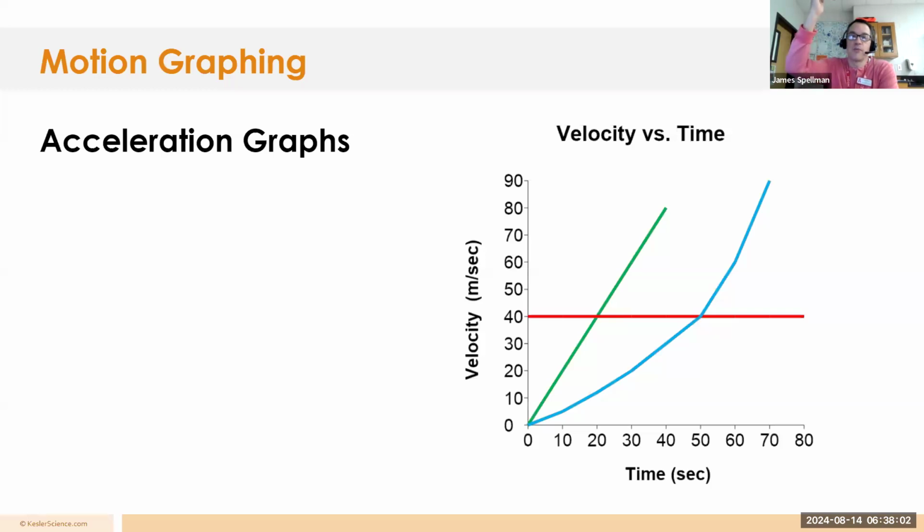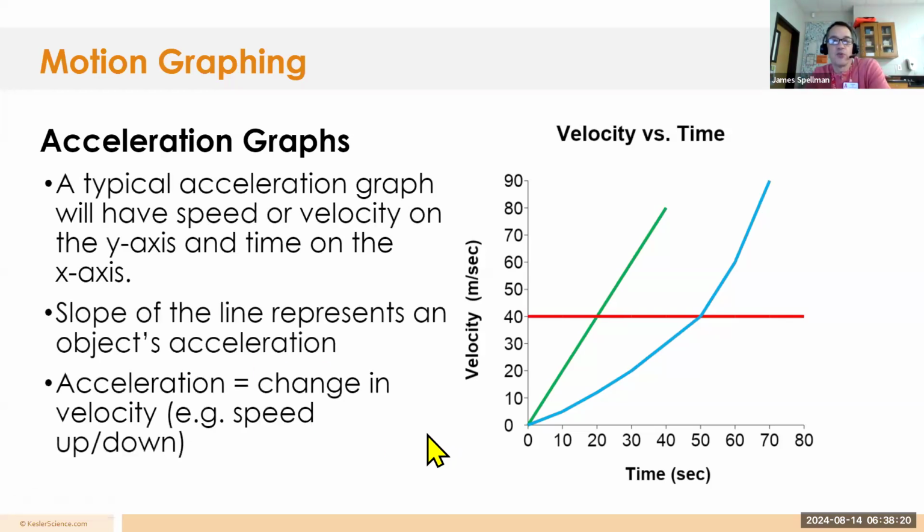If the line goes up, that means it's going faster. So that means it's speeding up. If the line goes down, it means that it's slowing down. It's not going back to where it started from in this case, because it's not a distance graph, it's a velocity graph. So up is faster, down is slower. That's what the up and down on this graph ends up telling us.